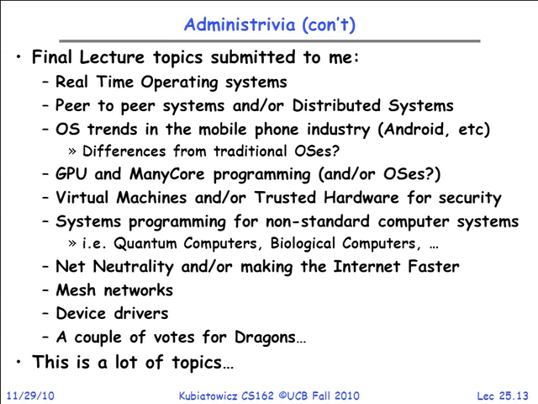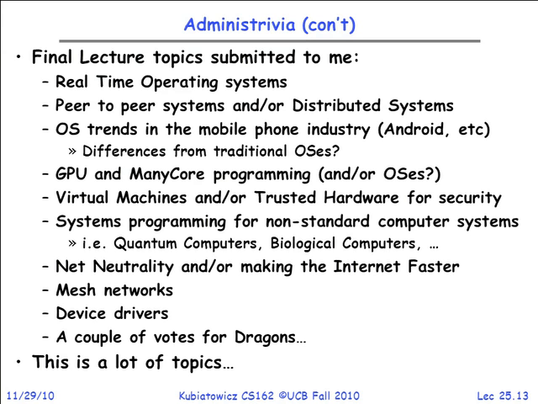Okay, how about mobile phones? Okay, how about GPU and many-core programming and maybe operating systems as well? Okay, a little more for that. How about virtual machines or trusted hardware for security? Okay. How about systems programming for non-standard computer systems? Okay, there's a lot of hands there.